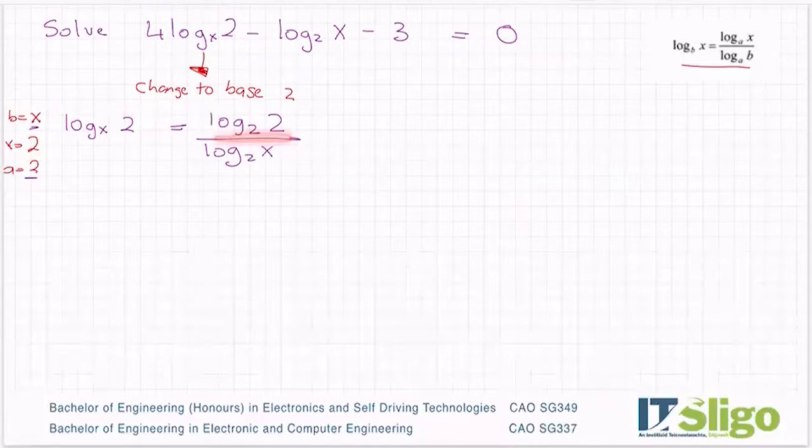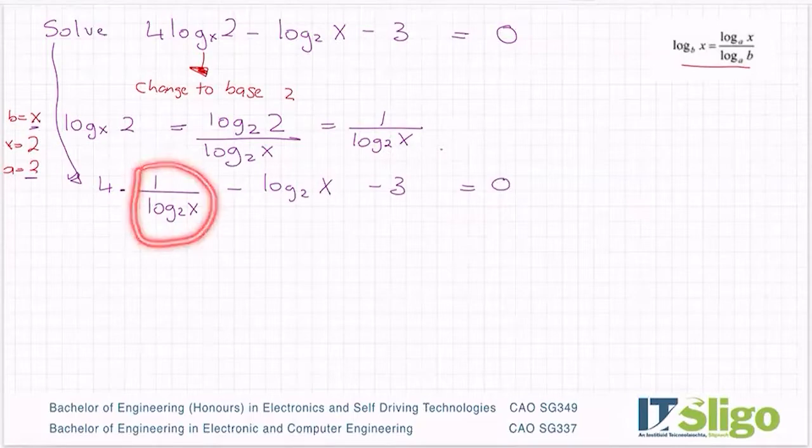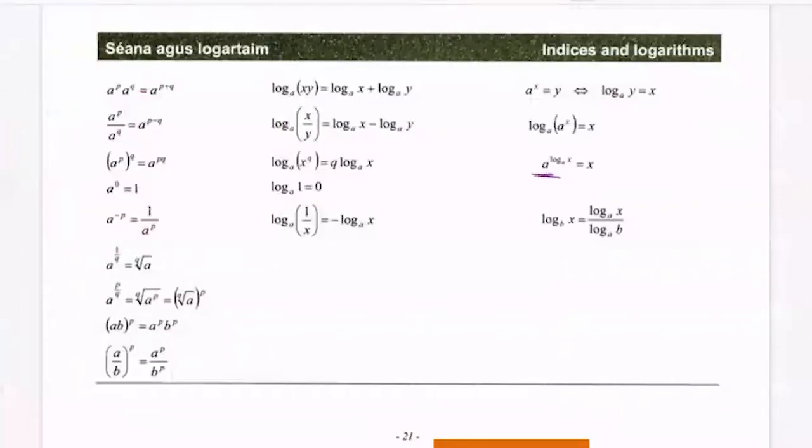Log to the base 2 of 2, when the base number and what you're taking the log of match, you get 1. So it's over log to the base 2 of x. Okay, so I'm going to sub that back into this equation. So now watch, I write this with base 2. That's what I wanted to do. So 4 times 1 over log to the base 2 of x minus log to the base 2 of x minus 3 equals 0. It's hard to solve this as is because there's no rule, if you check the log tables, for 1 over log of something.